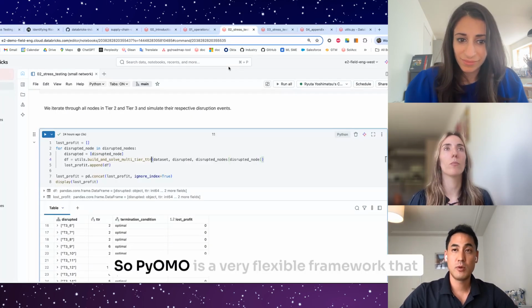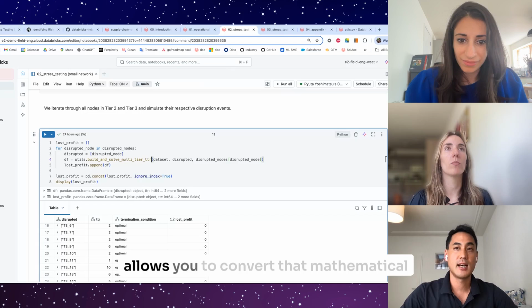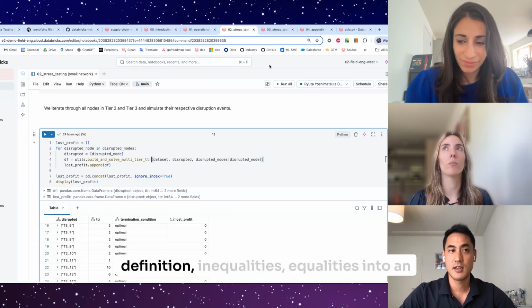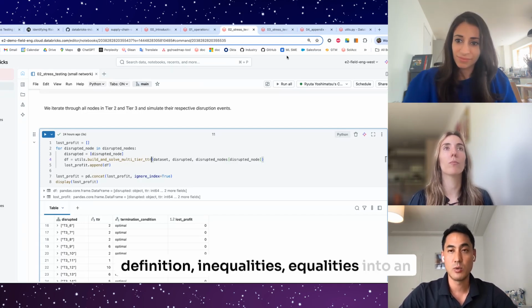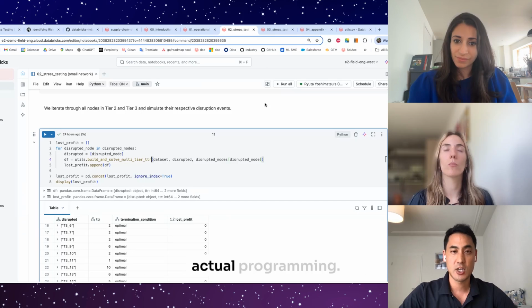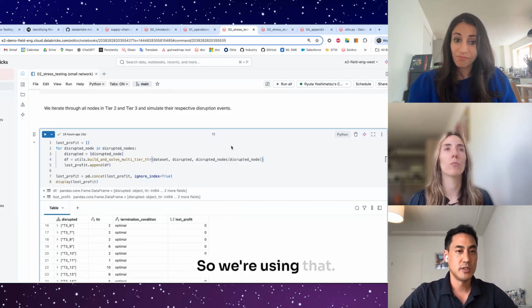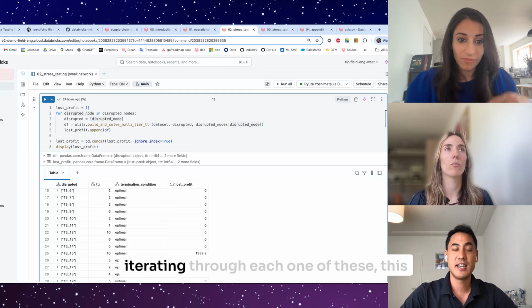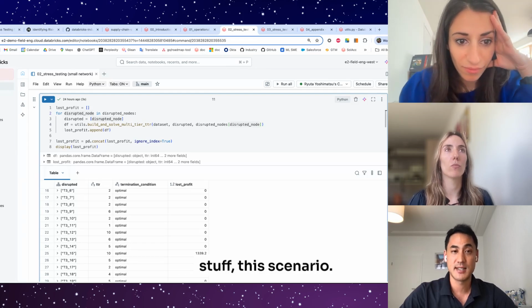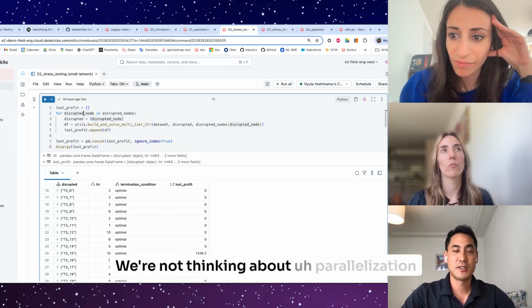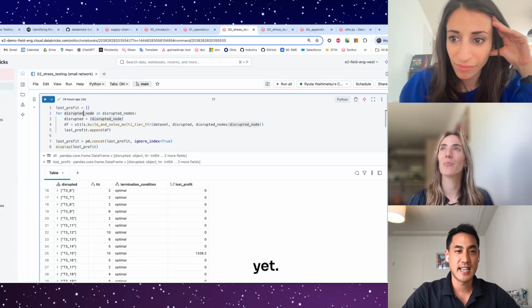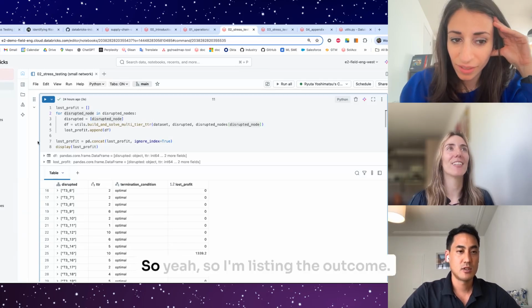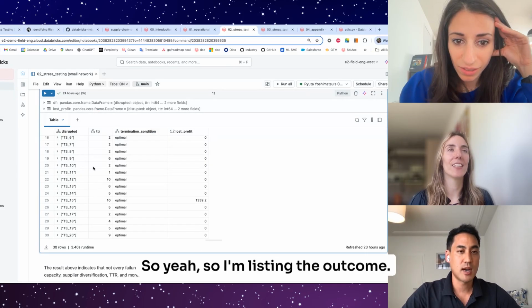So PyOmo is a very flexible framework that allows you to convert that mathematical definition, equalities, into an actual program. So we're using that. In this simple scenario, we're actually iterating through each one of these disruptive scenarios. We're not thinking about parallelization yet. Okay. So I'm listing the outcome.